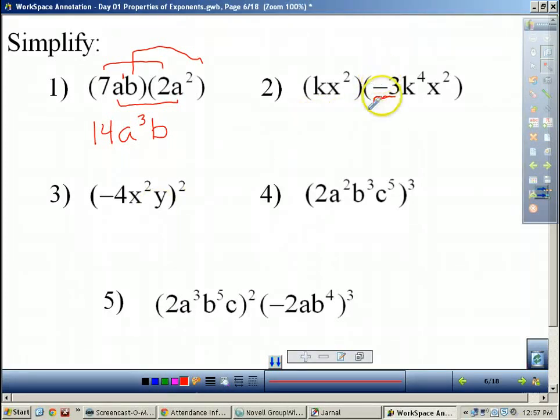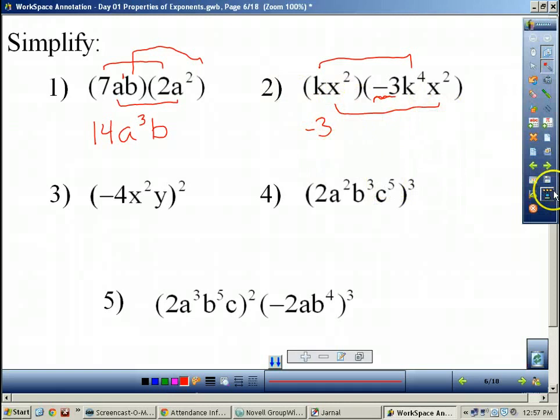All right. So we go down. Do this -3 first. Do the variables alphabetically. So do the k's. Then you do the x's. So piece by piece, just break it up into smaller pieces.